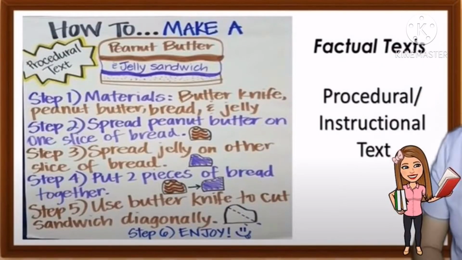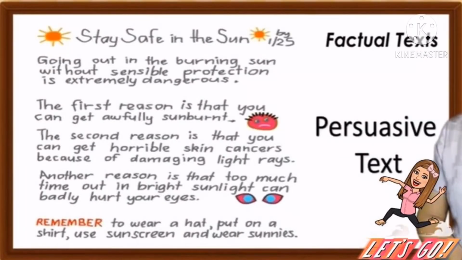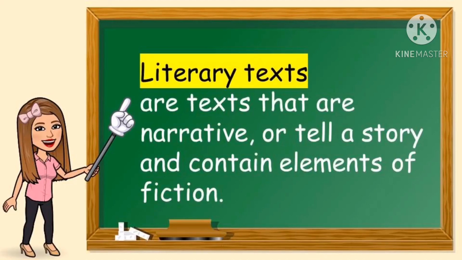Next is procedural or instructional text. In this example, it tells you the process on how to make a peanut butter jelly sandwich. The last example is the persuasive text. Let us now move on to literary text. Literary texts are texts that are narrative or tell a story and contain elements of fiction.